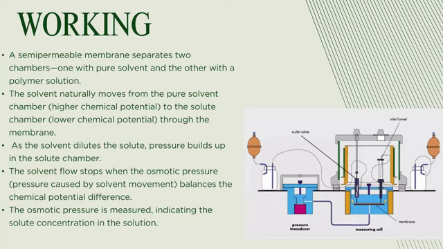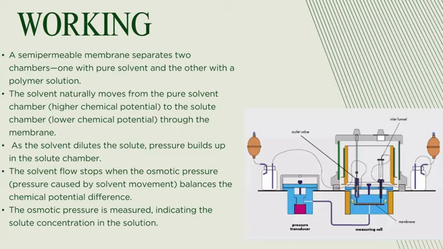In the pure solvent chamber, the chemical potential of the solvent is higher because the solution is undiluted and has a greater tendency to move toward areas of lower concentration. In the solute chamber, the chemical potential of the solvent is lower because of the presence of solute molecules. The solvent molecules are less free to move due to the interactions with the solute.